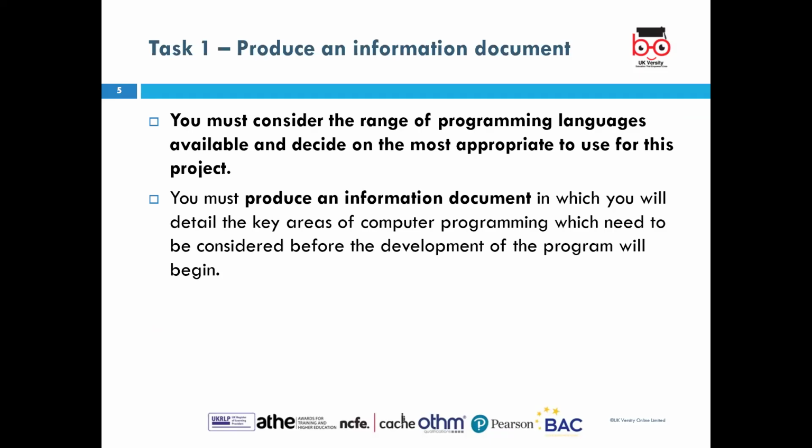So task number 1, produce an information document. You must consider a range of programming languages available and decide on the most appropriate to use for this project. So you must produce an information document in which you will detail the key areas of computer programming which need to be considered before the development of the program will begin.